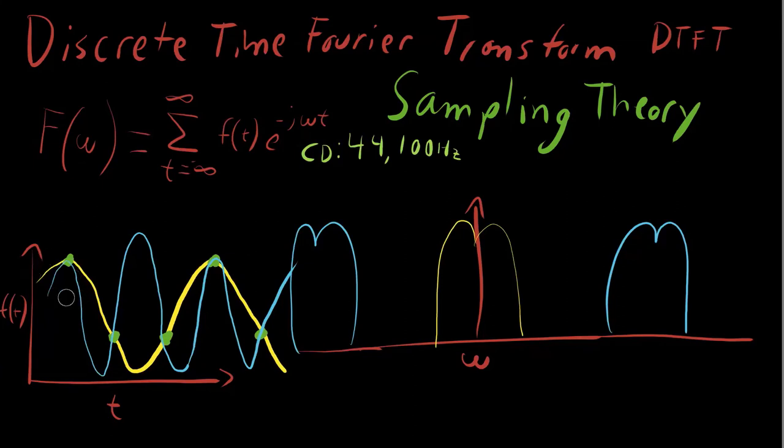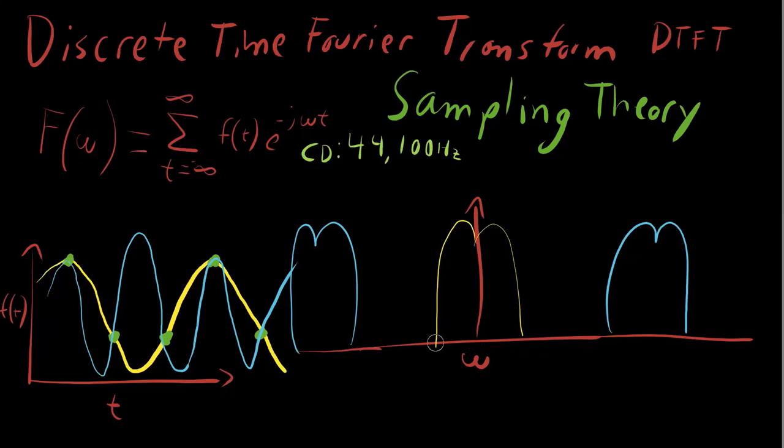Well, not necessarily, but let's just pretend it is. If this yellow was the highest frequency that we are no longer unambiguous about, meaning any frequency slower than yellow we can perfectly reconstruct up until yellow, and then every multiple of yellow we have very little insight into. That yellow, this actual highest frequency, corresponds to something over here at the edge of the discrete time Fourier transform.